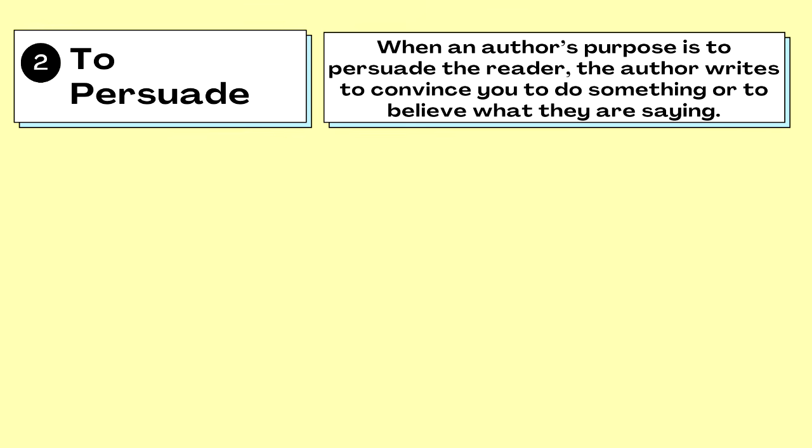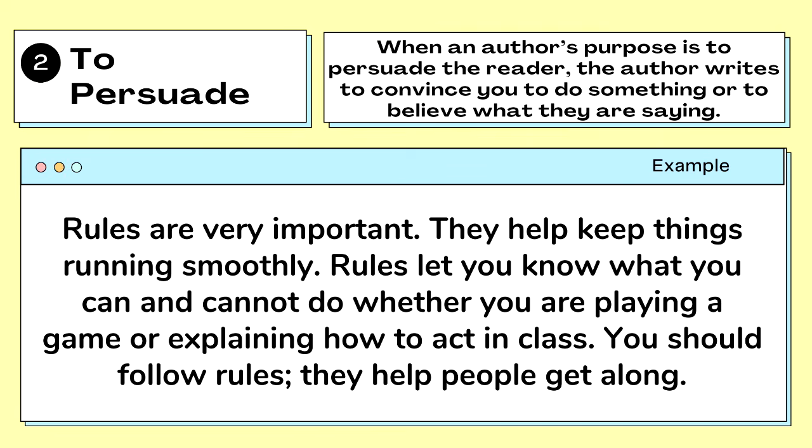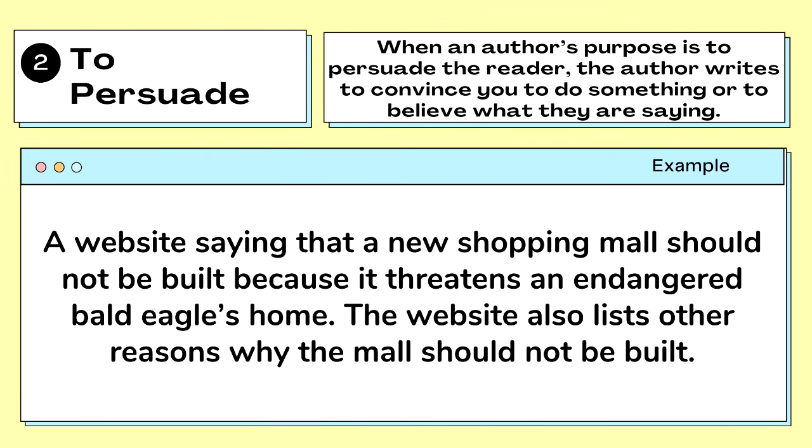When an author's purpose is to persuade the reader, the author writes to convince you to do something or to believe what they are saying. Examples: Every house should have a dog. They are cute, loyal, and will protect your house. Rules are very important. They help keep things running smoothly. Rules let you know what you can and cannot do, whether you are playing a game or explaining how to act in class. You should follow rules. They help people get along. Another example is a website saying that a new shopping mall should not be built because it threatens an endangered bald eagle's home.